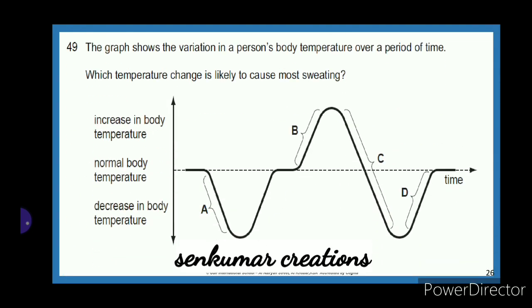The graph shows the variation in a person's body temperature over a period of time, and which temperature change is likely to cause more sweating? So increase in body temperature, the first part, and the middle part is normal body temperature. So decrease in body temperature, A is not there, and normal body temperature also has no sweating. Only an increase in body temperature will cause sweating. C is decreasing, okay. So maybe the answer is B. Yes, with increasing temperature, the sweating will occur.